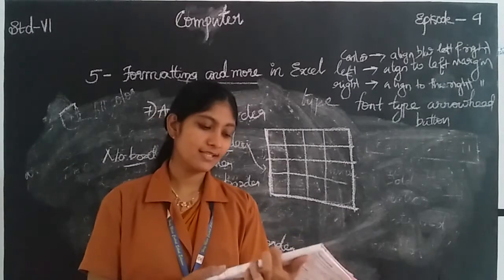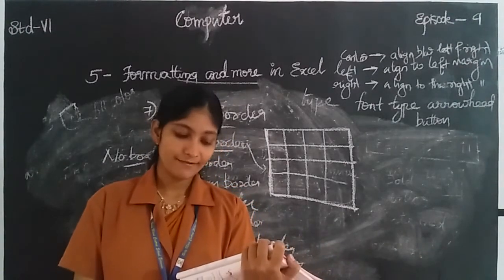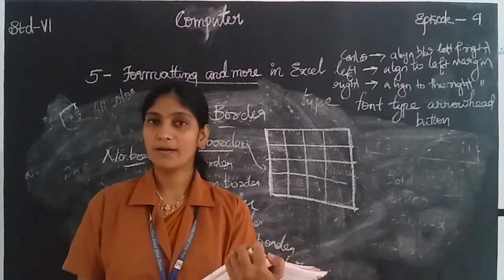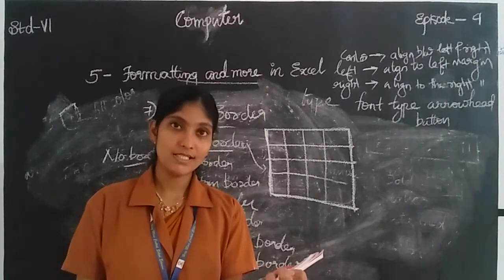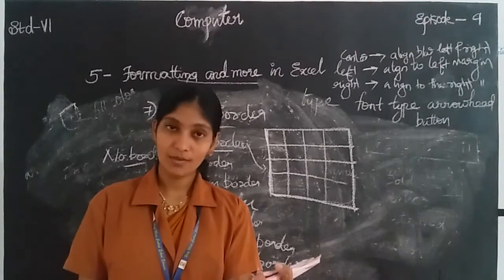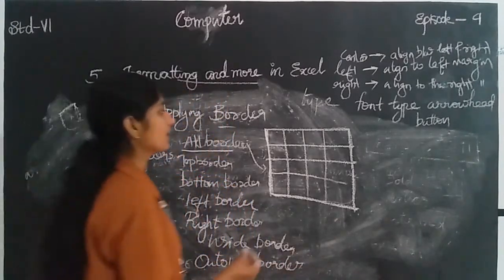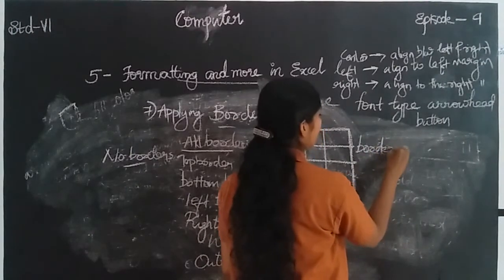So you can select border, bottom border, top border, left border, right border, no border, all borders, etc. So you can choose different types of borders to the worksheet by clicking which button? Border alignment button.